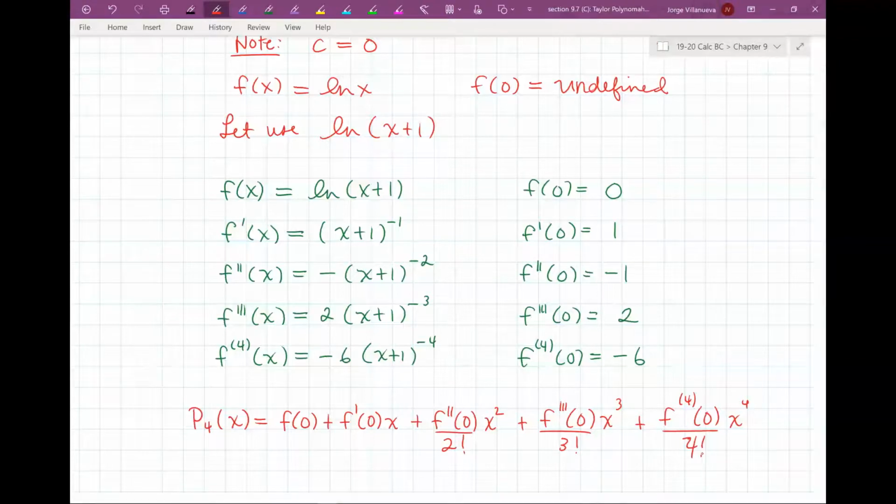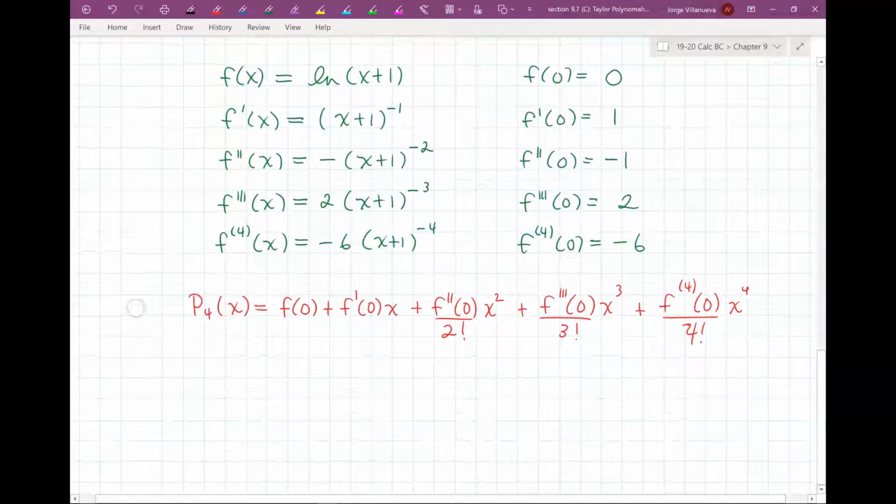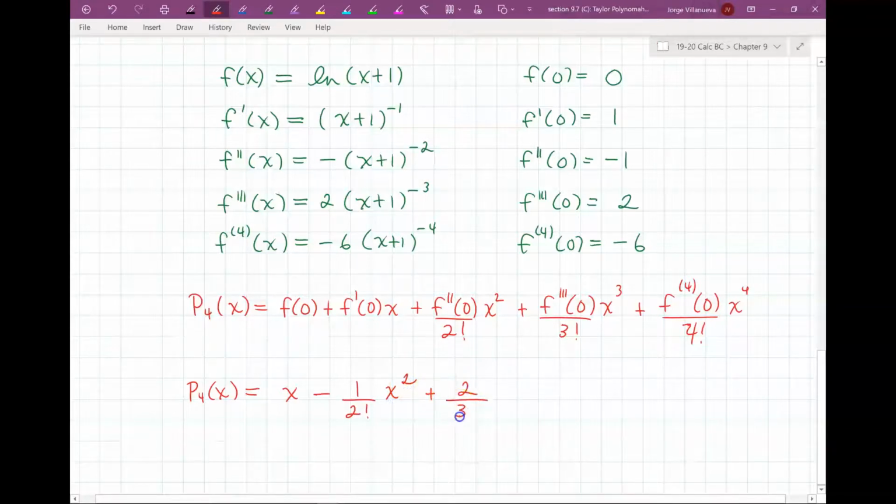That's the general form for your Maclaurin polynomial. So all I got to do is plug in numbers, and I'm done creating my polynomial. So let's plug in some numbers. P sub 4 of x would be f of 0 is 0. F prime of 0 is 1, so just x. Plus f double prime, that's minus 1 over 2 factorial x squared. F triple prime is 2, so that'd be 2 over 3 factorial x cubed. And then my last one will be minus 6 over 4 factorial x to the 4th.